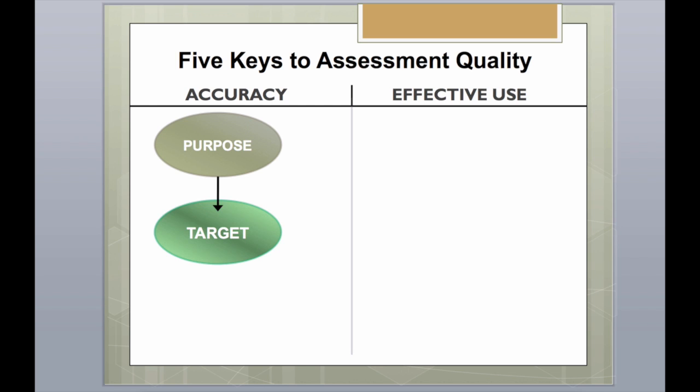Once we understand the different purposes for assessment, then we can move to Key 2, clear targets. Key 2, clear targets, simply means that before I set out to design an assessment or administer it, I need to be clear about what learning targets I'm teaching to.